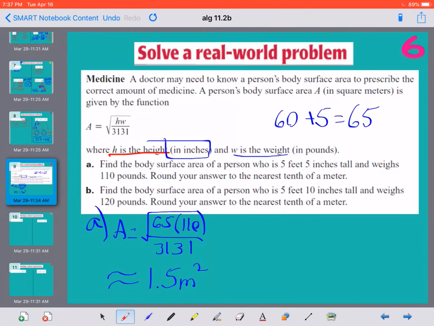Next one, same thing, but this time it's 5 feet 10 inches tall. So the square root of 60 plus 10 this time, so 70. And then they weigh 120 pounds over 3,131. If I put that into my calculator, I'm going to get about 1.6 meters squared.